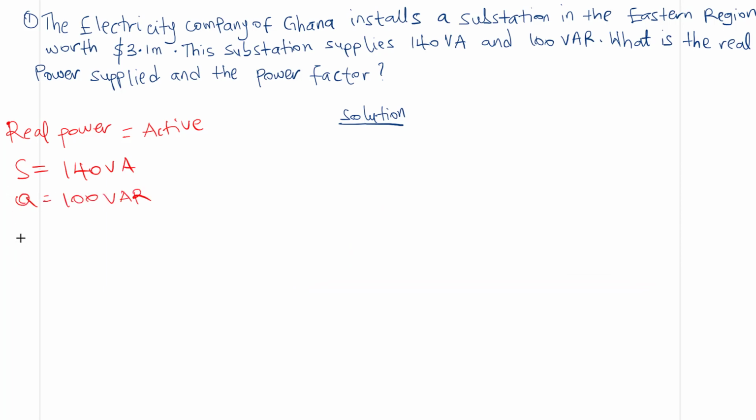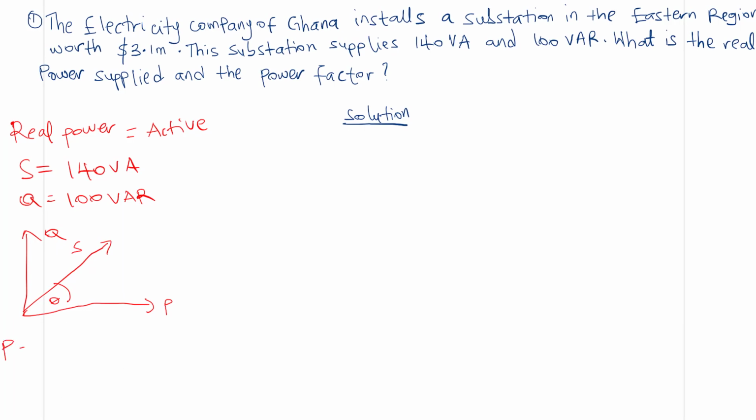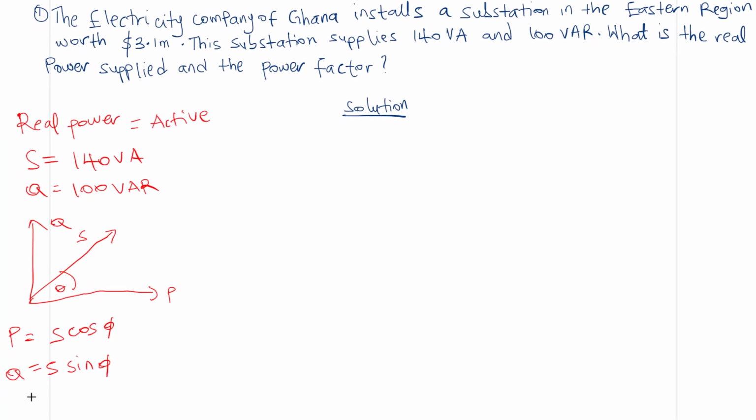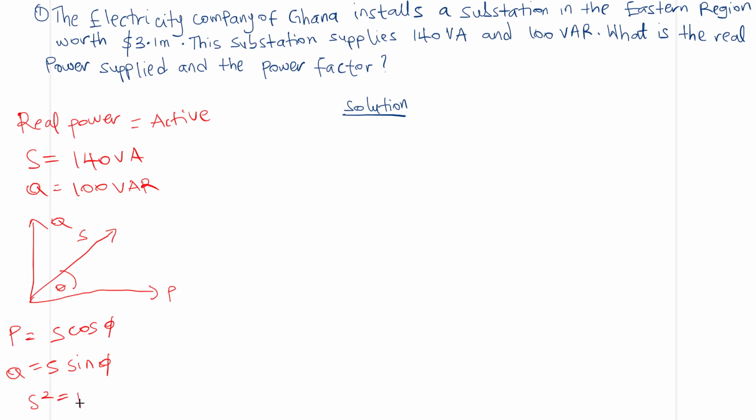If you know this diagram over here, where here is Q, here is P, and here is S, and you have this angle over here, you can say that P will be equal to S cos phi, Q will be equal to S sin phi, and we know that S squared is equal to P squared plus Q squared. Alright, so they're asking us to find the real power supplied.